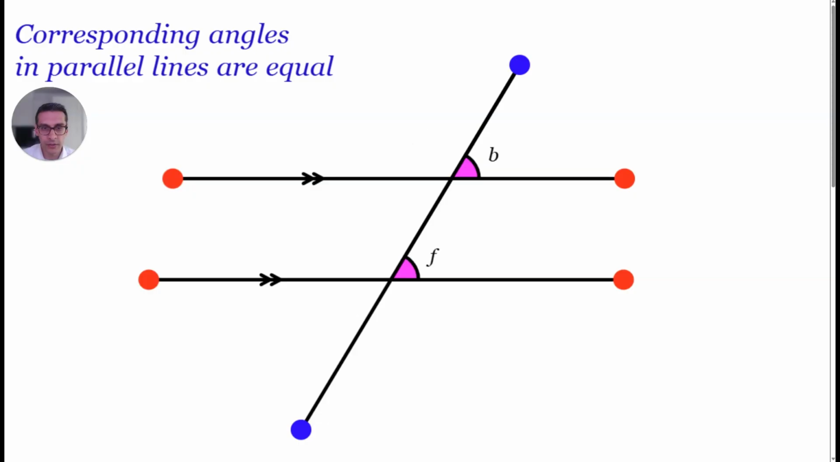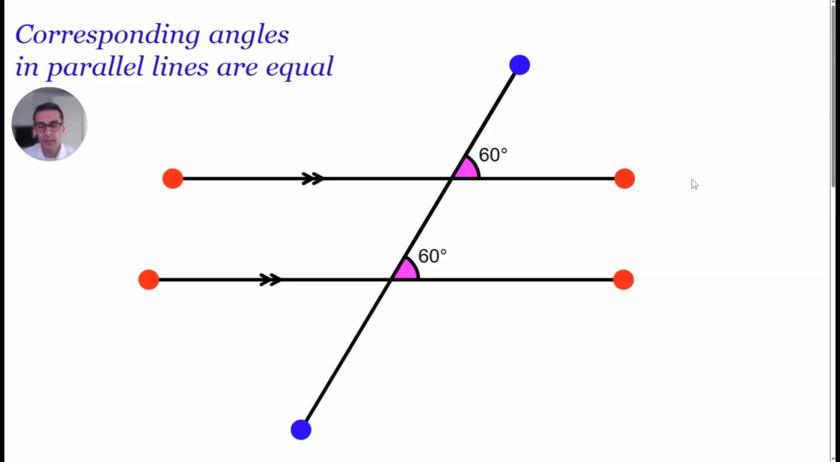If I were to look at another example here, B and F, for example, if F was 60 degrees, B would also have to be 60 degrees, and that's because they're both on the right hand side of the transversal and above each respective parallel line.